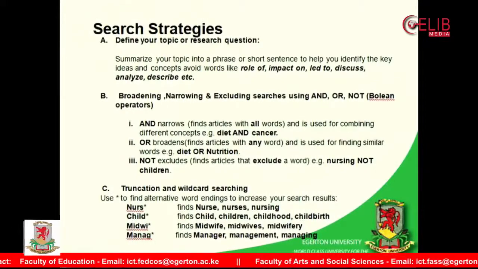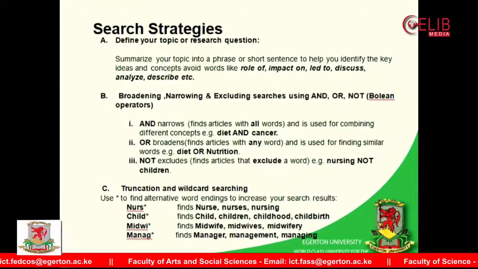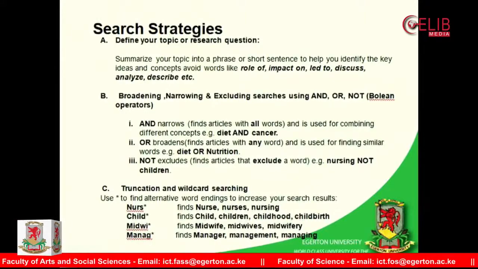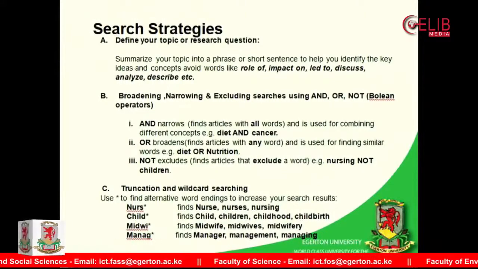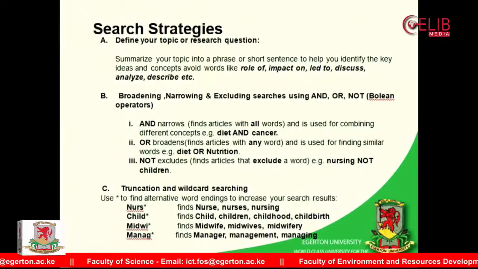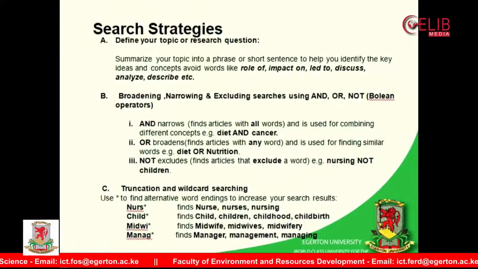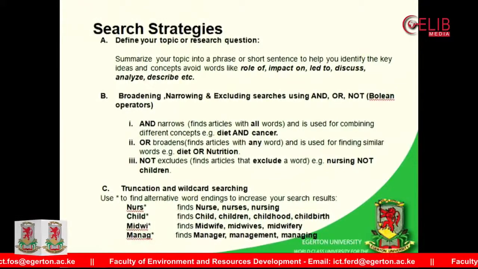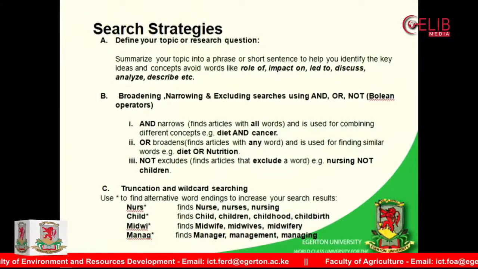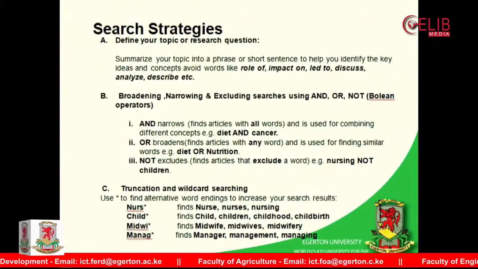If you want something about children, and you don't mind anything about maybe childhood, childbirth, and so on, again, you use the same strategy. You just write the word child, and then you type an asterisk. If you type the asterisk, it normally appears as a star, I think, on top of the keyboard of your computer. You'll be able to get any information that you're looking for that has anything to do with childhood, childbirth, children, and so on. So that's what we call truncation or wildcard searching.